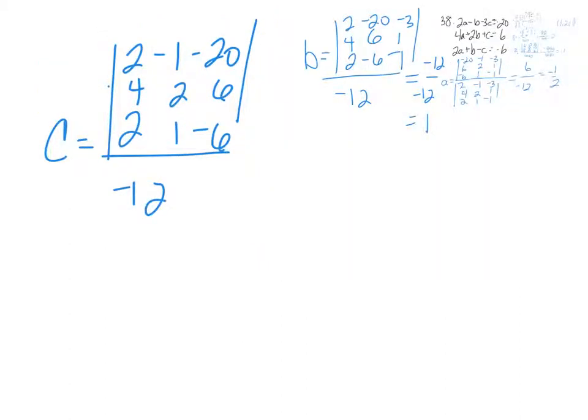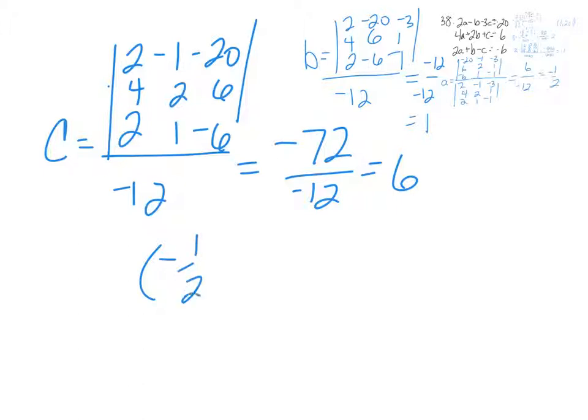Okay, for C, we've got coefficients of A, coefficients of B, and where the C's were, we put the constants. Type it in GeoGebra or graphing calculator, and we get the determinant of negative 72. And divided by negative 12, negative by negative is positive, we get 6. So our ordered triple is negative 1/2, 1, 6.